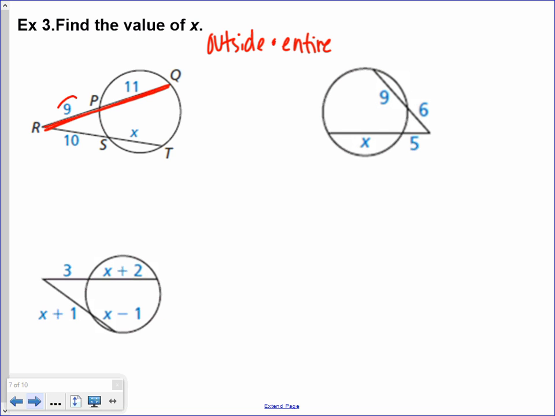And then 9. So we're going to take 9 times, and she kind of gave it away here. The entire thing is 20. 9 plus 11 is 20. Not 9 times 11. That's not going to work. We will not get the right answer.